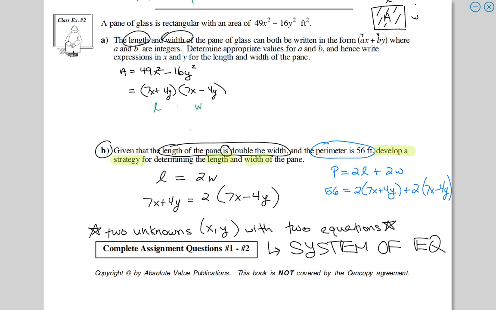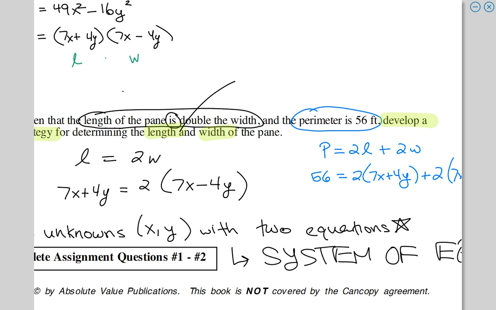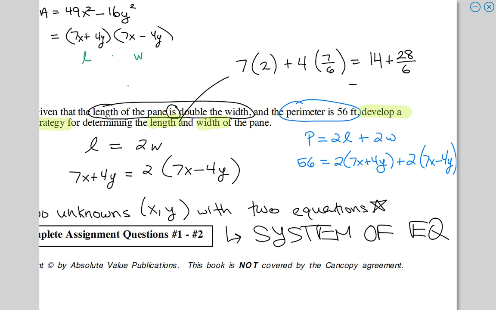Okay, so let's go back. Now we need to actually determine the length and the width. So 7x was 2 plus 4, y was 7/6. 14 plus 28/6. What's 28/6? 6 goes into 24. 28/6 would be 4 2/3. So it's 18 2/3.